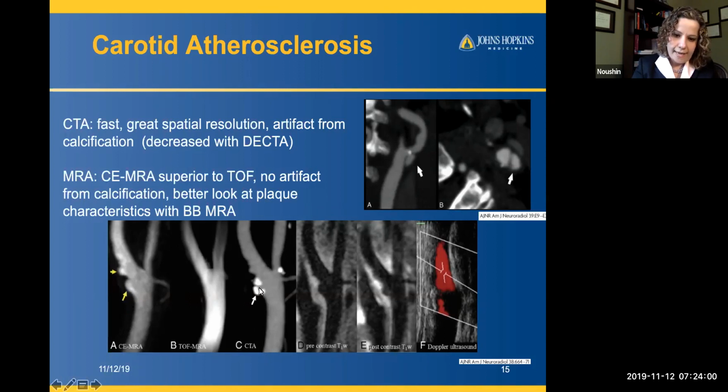On CTA, there is some limitation because of the presence of calcium, as we talked about before, so that's one of the limitations of CTA. So in this example, contrast-enhanced MRA gives us the best look at this ulcer and gives us the correct measurement. This is pre-contrast and post-contrast black blood imaging.